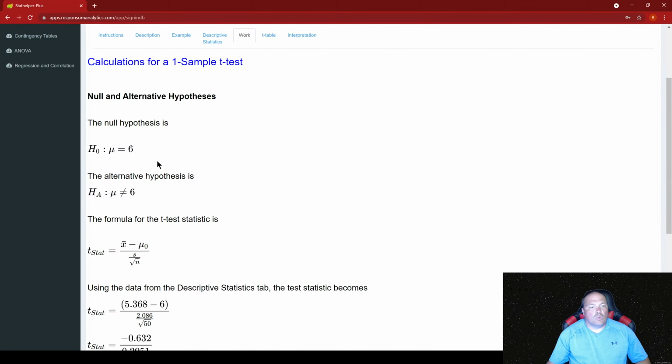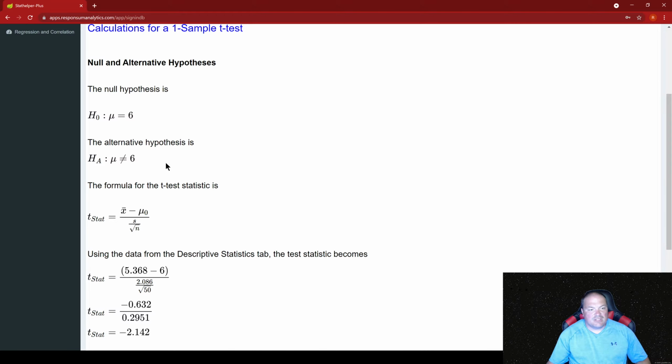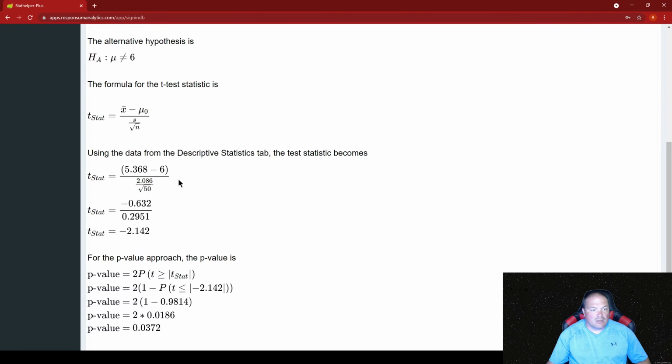Okay, so what you see here, our null is 6. Mu is equal to 6. Our alternative is that it's not equal to 6. Here's the formula for the t-test. Okay, notice this looks very similar to the z-score we just talked about. Okay, x bar minus mu. The difference is here, instead of sigma, we have s. Okay, so now all we're going to do here is play plug and chug.